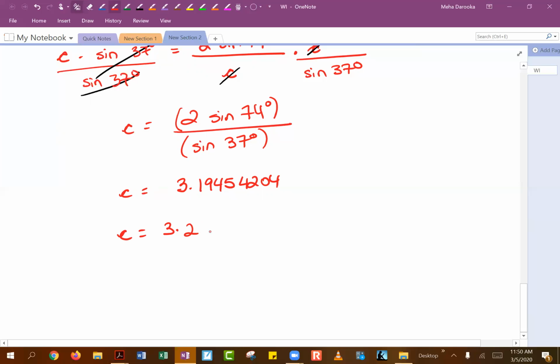And since we're talking in terms of distance, what will be our unit here? Yeah.